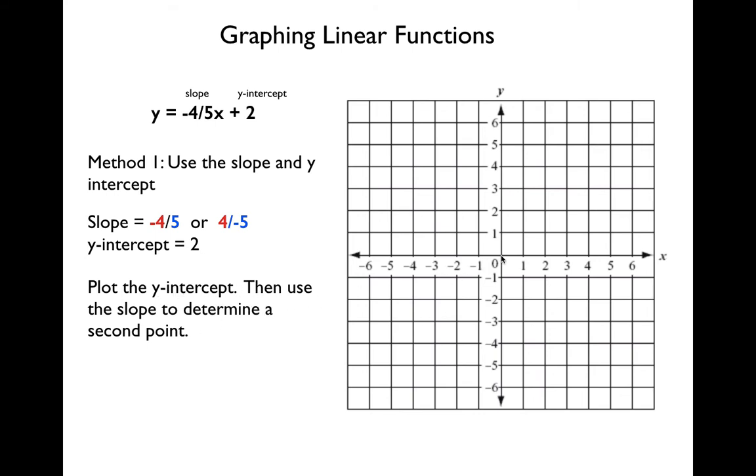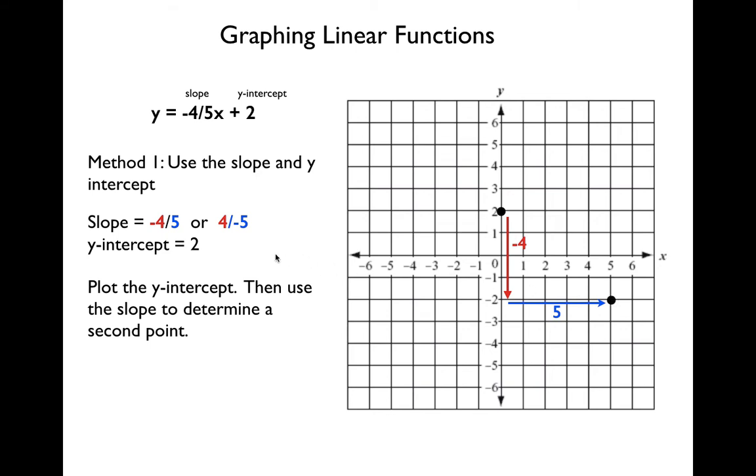The y-intercept is 2, so we go up here where y equals 2, and we plot that point. Now let's use our first version of the slope, negative 4/5, which means as y decreases by 4, 1, 2, 3, 4, x increases by 5, 1, 2, 3, 4, 5, and that should get us our next point. And there it is right there.